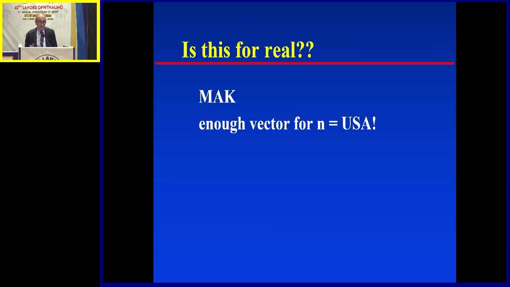Our first gene is going to be done this year. It's the MAC gene. We already have enough virus with the MAC gene in the lab to treat everybody in the United States. How much do you think it costs for each one of those viruses, for each patient? Anybody want to take a guess? $50. $50. This can be done, right?